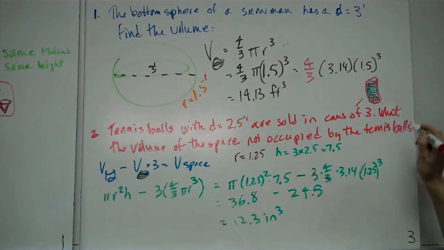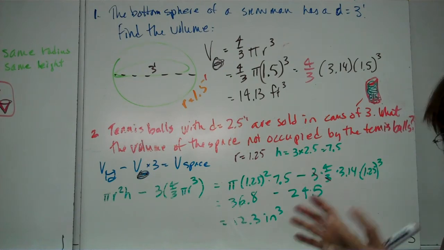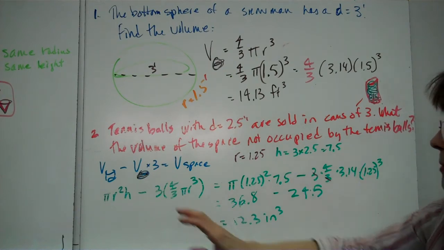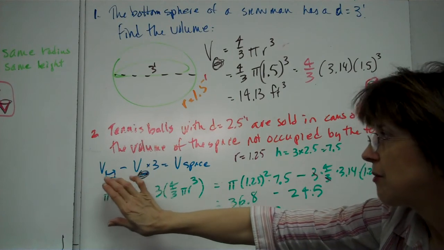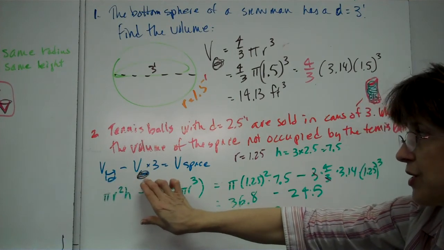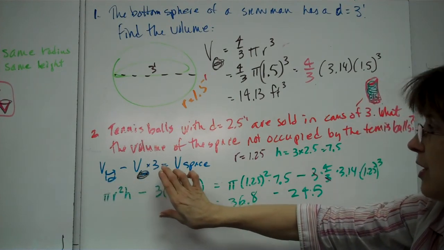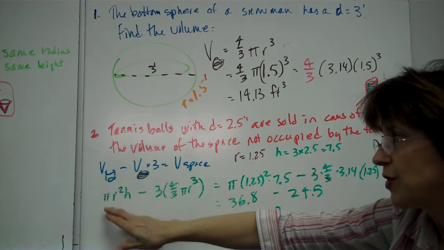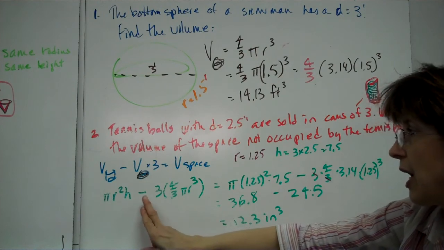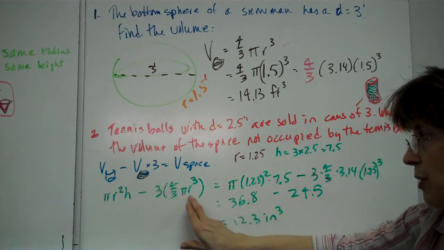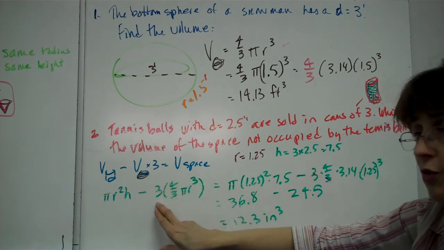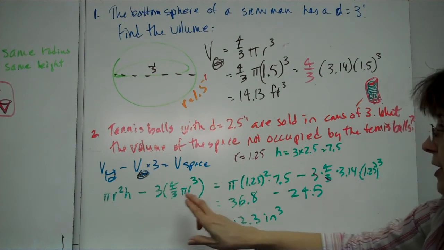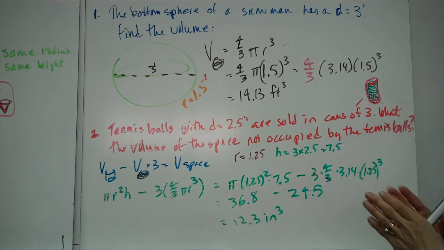Sorry, that got erased. What's the volume of the space that isn't occupied by tennis balls in that particular container? So we've got to do some subtracting. Basically, we're going to do the volume of the cylinder minus the volume of the spheres times 3, because I have 3 tennis balls in there, equals the volume of the space that's left over. I know the volume of a cylinder is pi r squared h. I know the volume of a sphere is 4/3 pi r cubed, but I have 3 of them, so I'm multiplying it by 3. It's just a matter of plugging in the numbers.